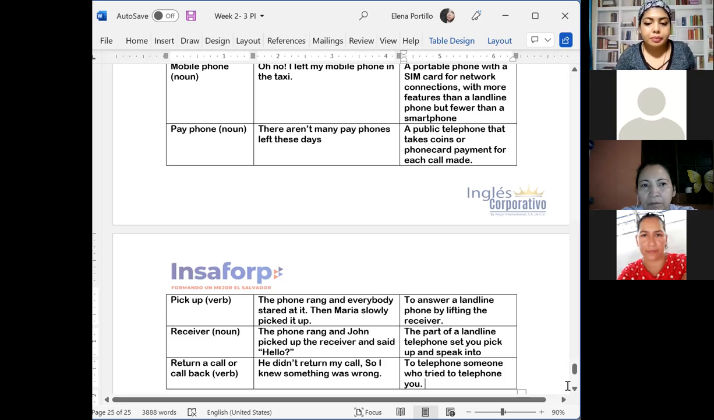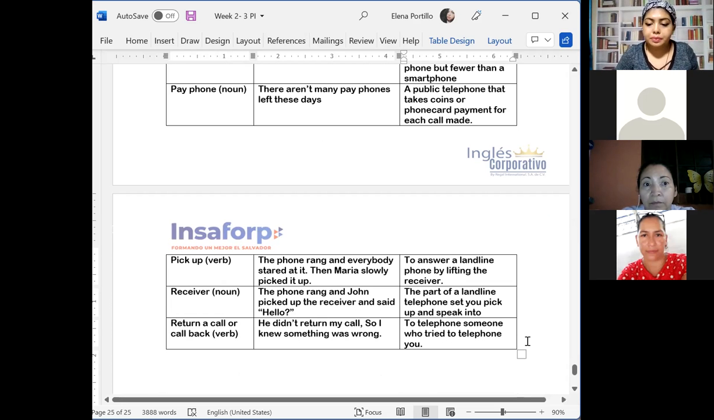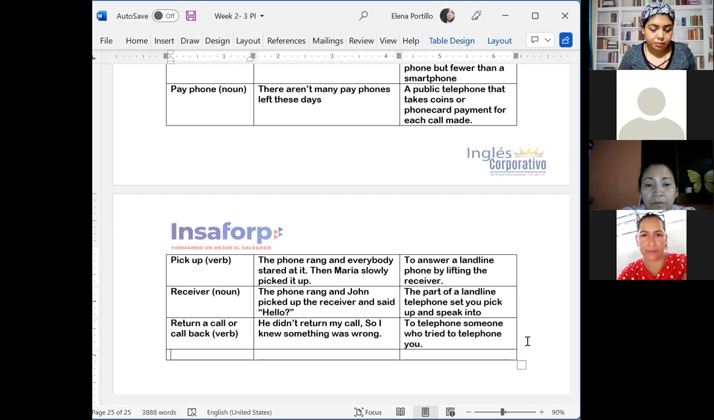Then we have another one. We are almost done with this vocabulary. So we have ring. This is a verb. And the example says, the phone was in the bathroom, so I didn't hear it ring.